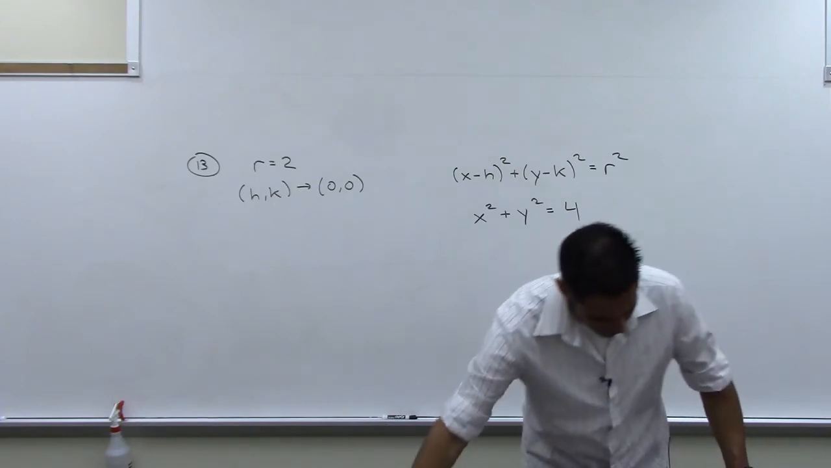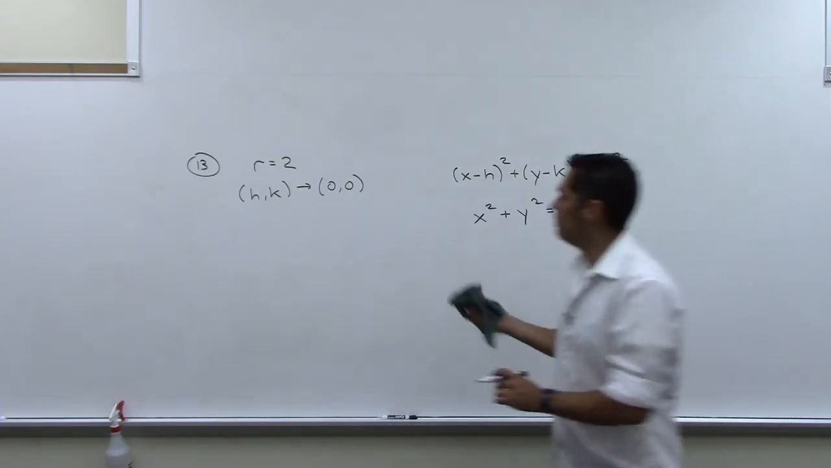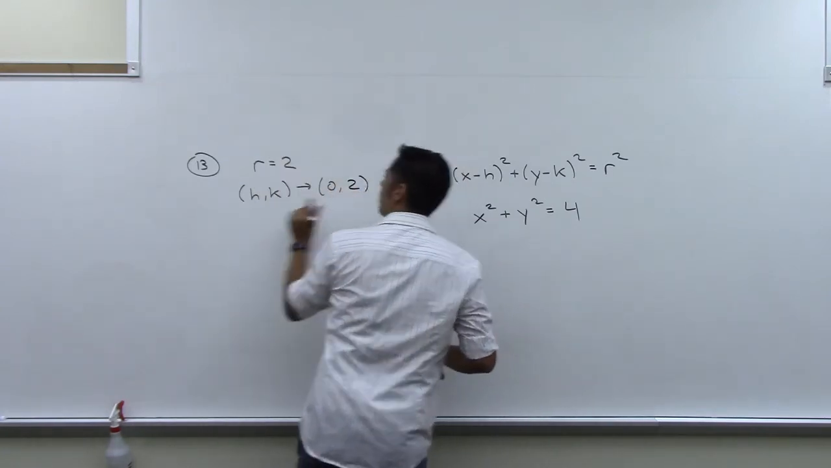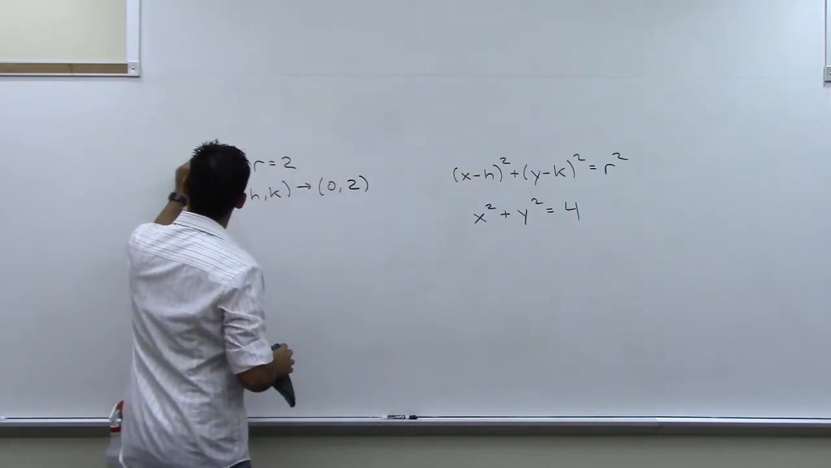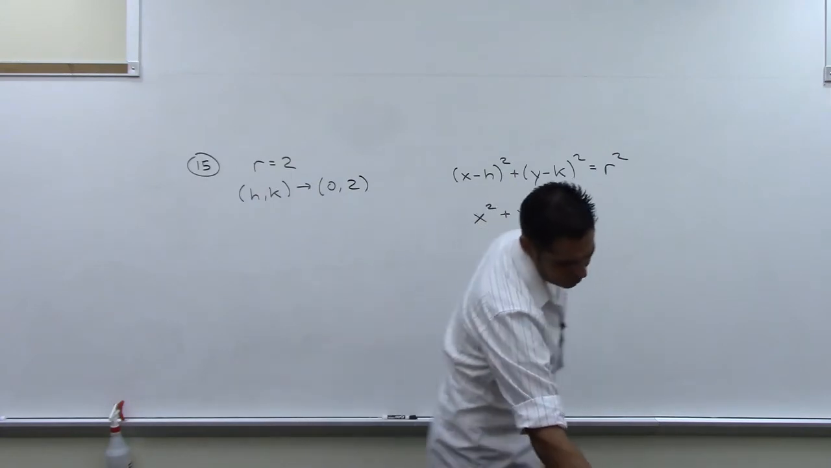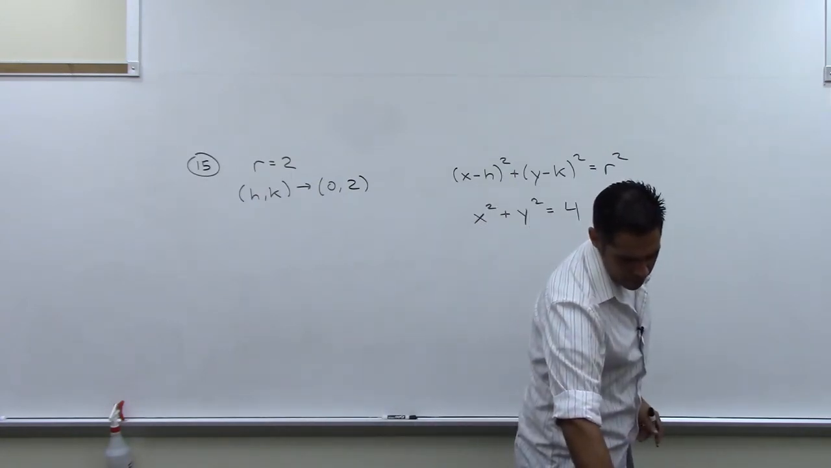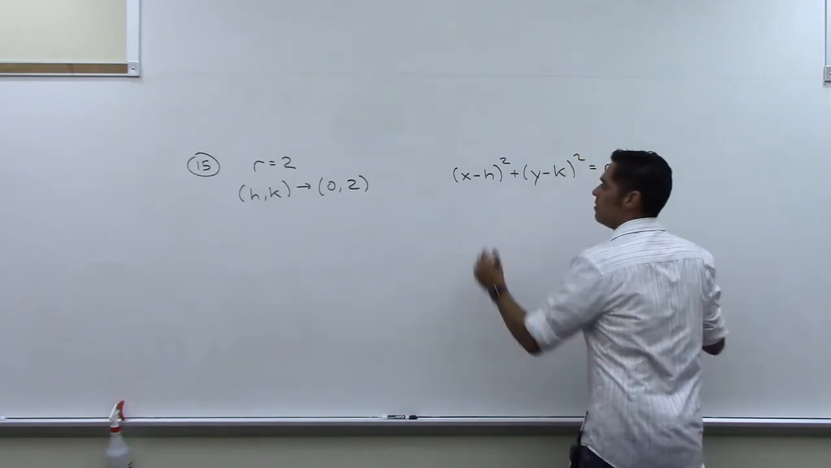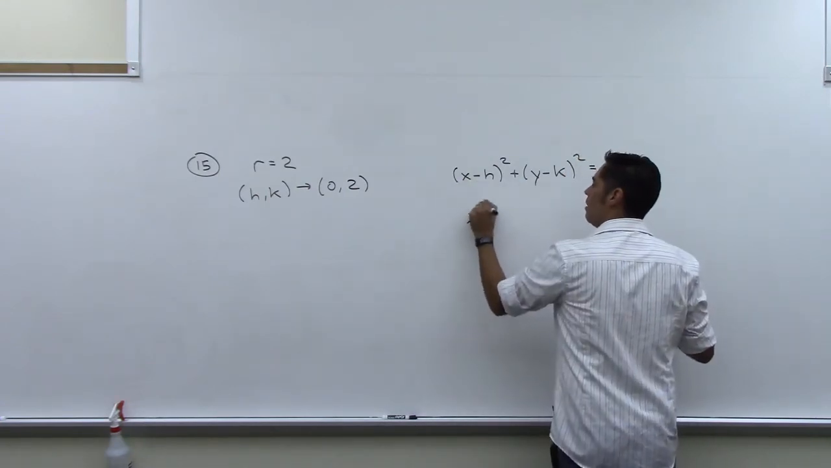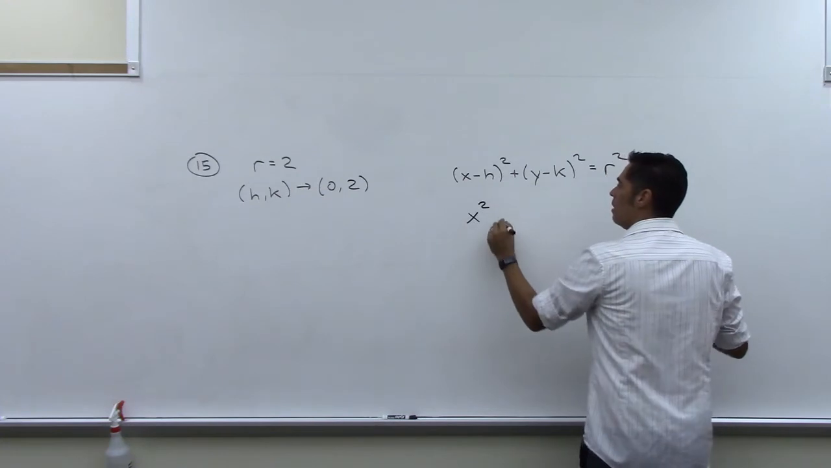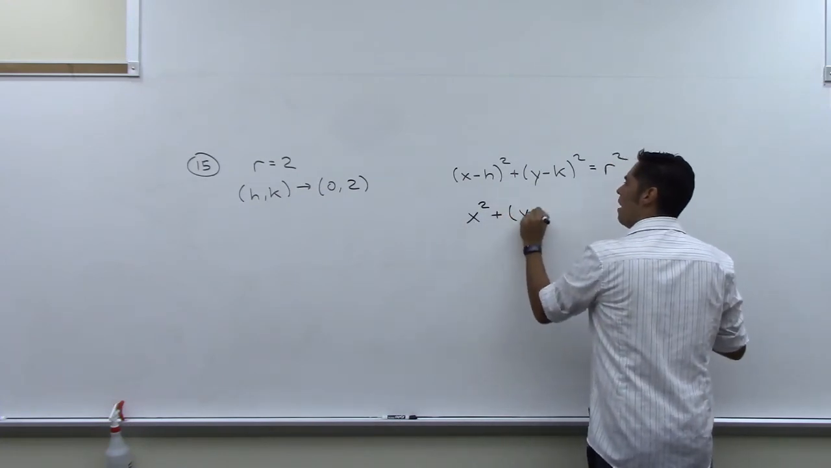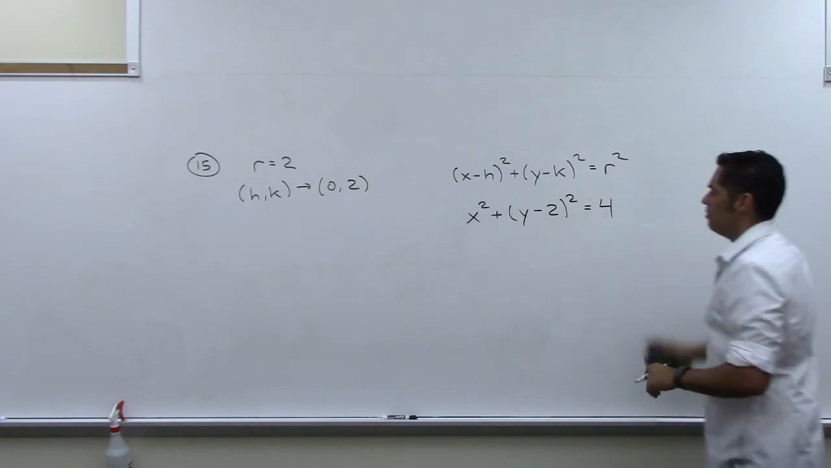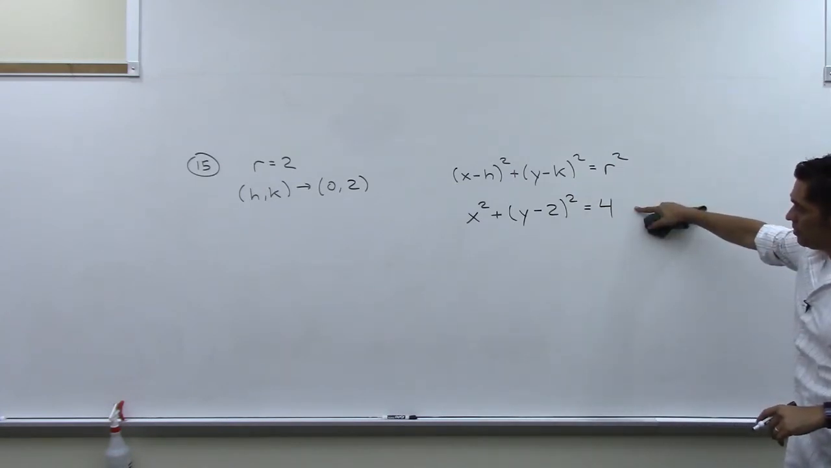Now on number 15, it'll be a little different. For number 15, the difference here is that it's 0, 2. Let me just double check that. And the radius is 2, 0, 2. So the only thing that changes here is that this is still x squared, because there's a 0 there, but then plus y minus 2 squared equals 4. So this is our standard form.